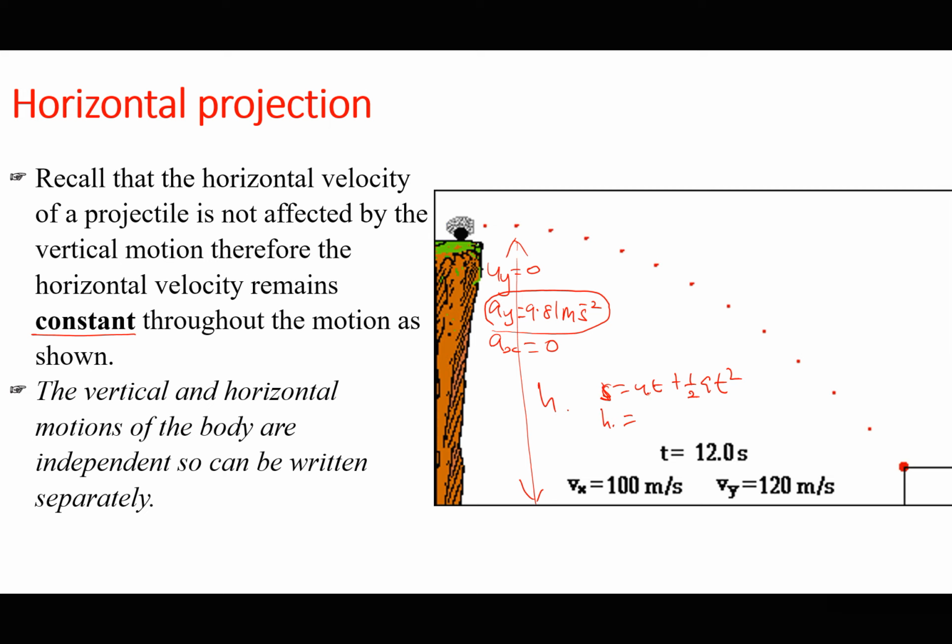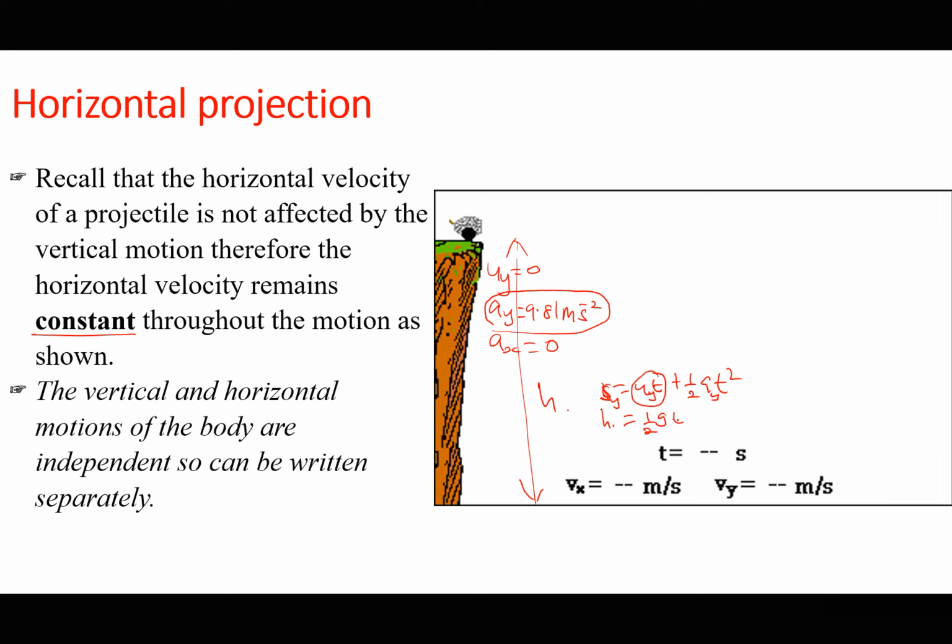Initial velocity, this will be in the vertical. This is s in the vertical. This is y in the vertical, acceleration in the vertical. So this part will be 0 because the initial velocity in the vertical is 0. So this will be equal to a half, acceleration in the vertical is g, and then times the time t squared.